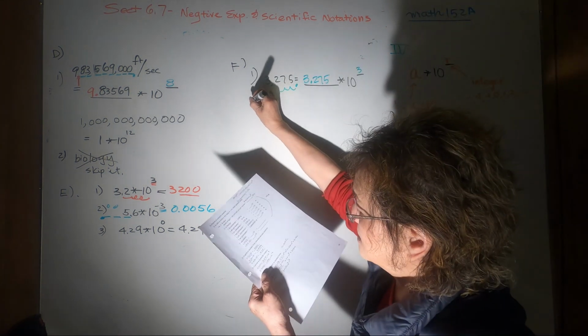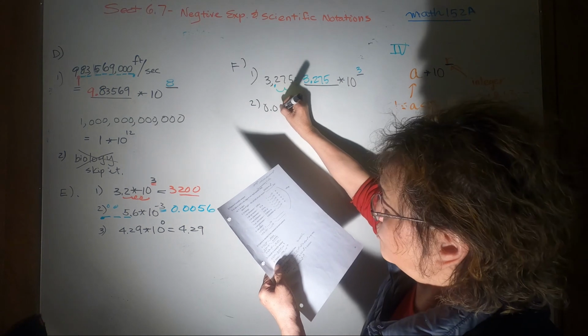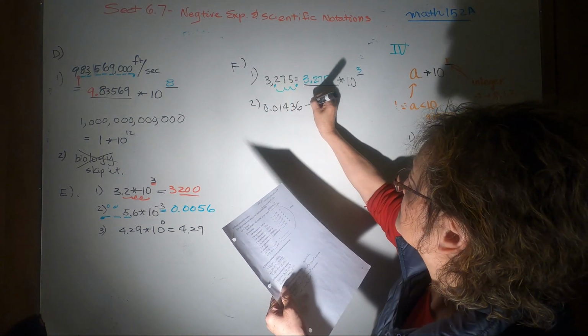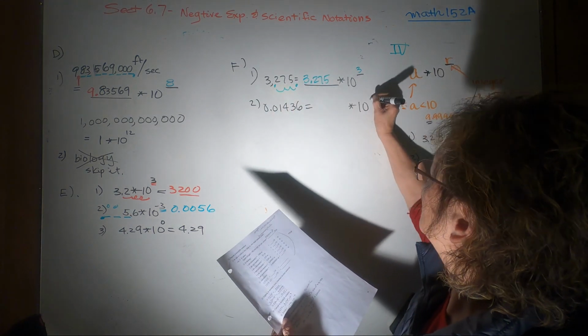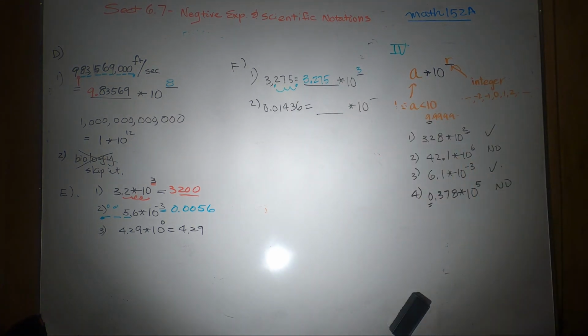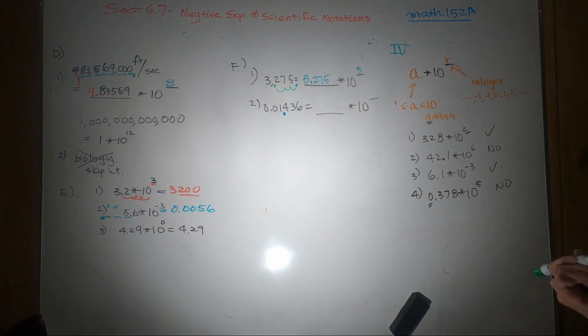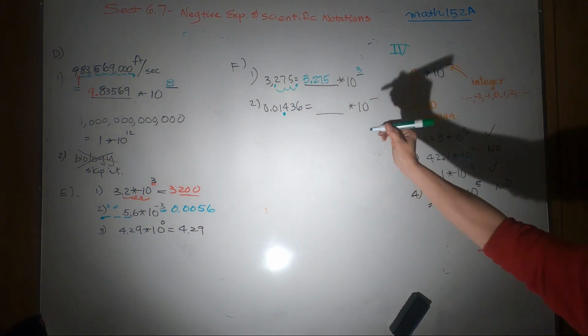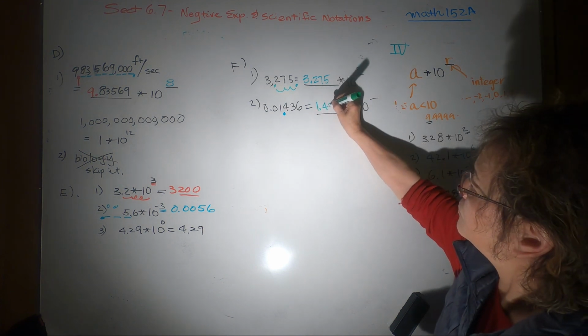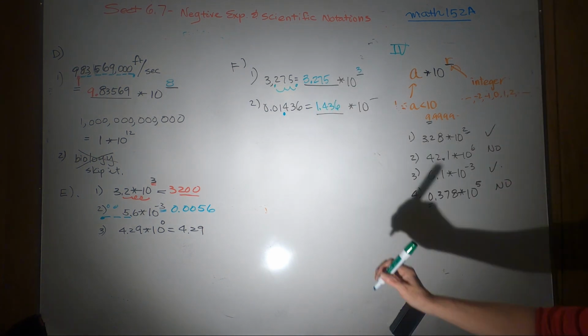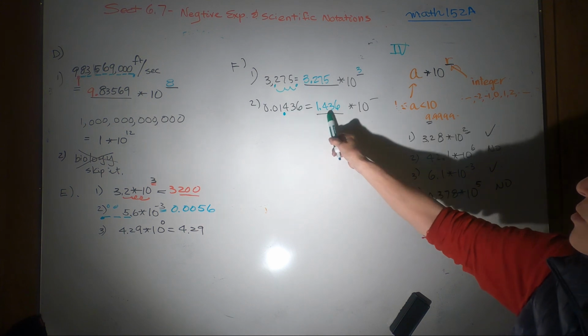And the next one is 0.01436. Okay, you have to write it like this somehow. So, which number do you need to put here? You have to have 1 digit above 1, right? So you need to put 1.436. So which number is bigger?